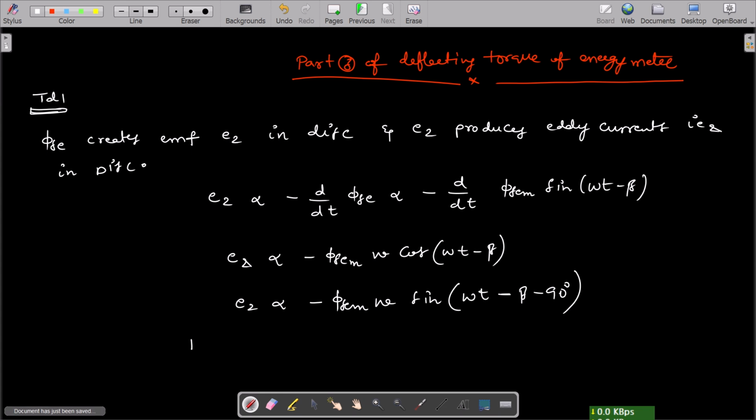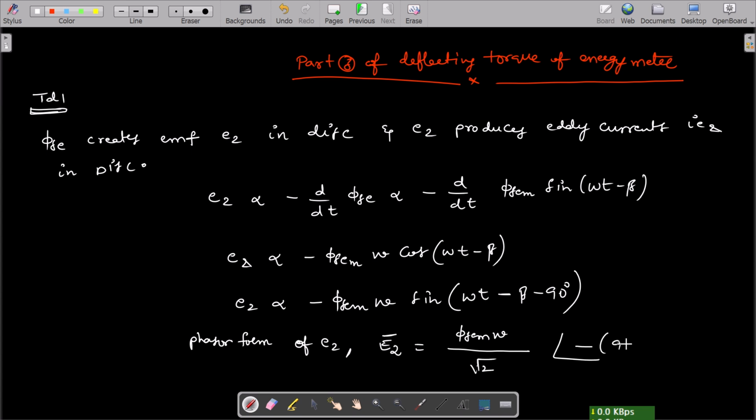Now in phasor form, E2 bar will be equal to phi SCM omega divided by root 2 at an angle of minus of 90 plus beta. This is about the eddy EMF E2.